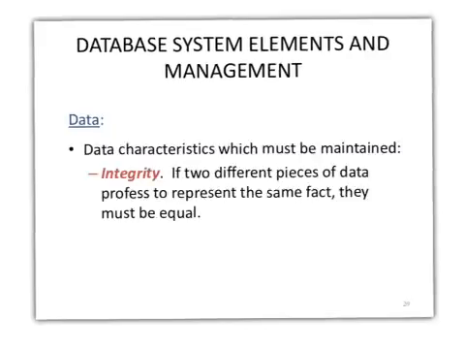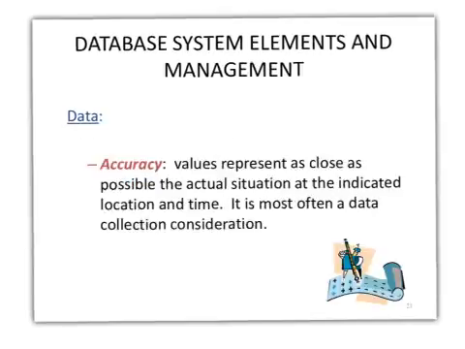Under the data, there are several characteristics that have to be maintained, and the very first one is the integrity of the data. The way I can explain integrity is with this little example: if we have two different pieces of data professing to present the same fact, they should be equal. They must be equal. Otherwise, the data is not well maintained, and the integrity of the data is really compromised.